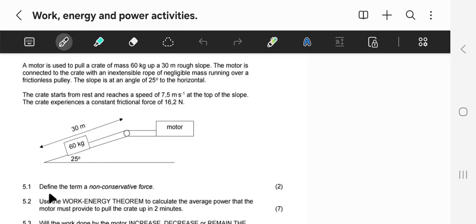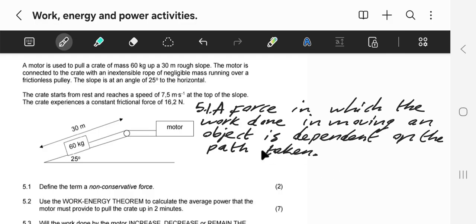And then the first instruction is to define the term non-conservative force. We say a non-conservative force is a force in which the work done in moving an object is dependent on the path taken. Okay, that is our definition. So this will be your answer, guys. Please make sure that you do write it down. That's your non-conservative force definition.